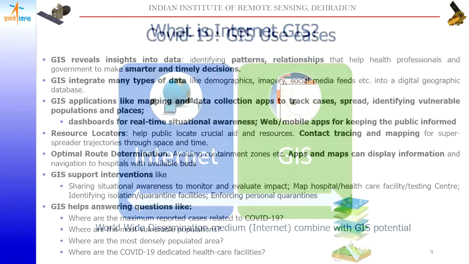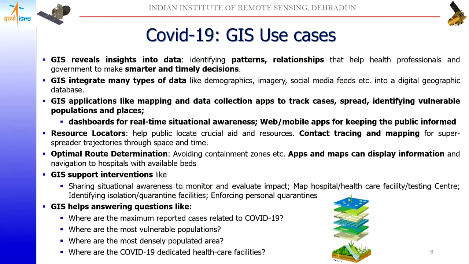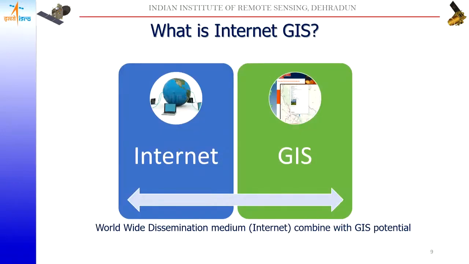Now, after seeing the various use cases ranging from mapping to tracking, tracing, identifying, locating, and so on, let's see specifically what Internet GIS is initially, and then we'll get into the various applications that it serves in combating COVID-19. So Internet GIS, there are two words. One is Internet, second is GIS.